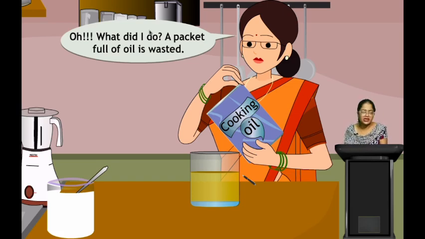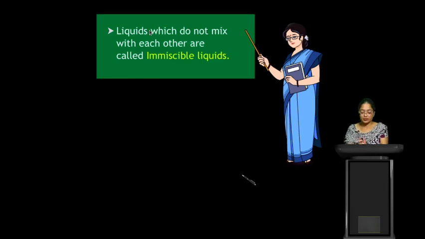So do you think there are any methods to separate water and oil? Because they always form two layers, no? They do not get mixed up. No matter how many times you shake it or swirl it, it always forms two separate layers. So liquids which do not mix with each other, like water and oil, are called immiscible liquids.